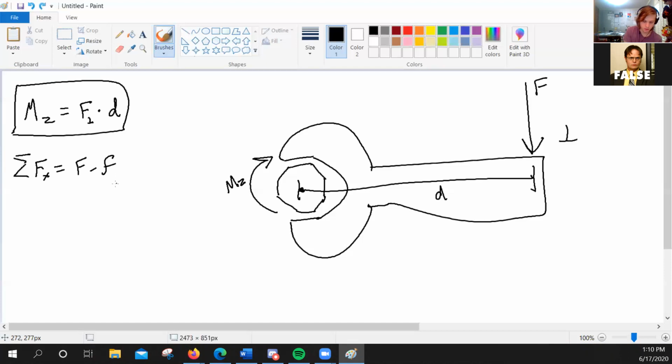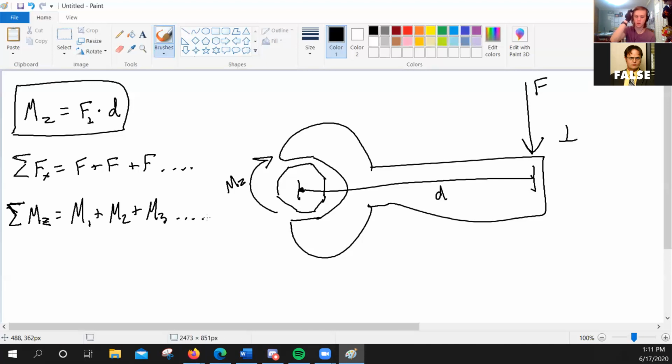So when you're doing a net force, you do force plus a force plus a force, so on with all your forces that are in the x direction. With moments, basically the same thing. You do your sum of moments. So sum of moments in the z axis is just going to equal moment 1 plus moment 2 plus moment 3, so on and so forth. Okay? And when we're doing statics, these are always equal to 0.